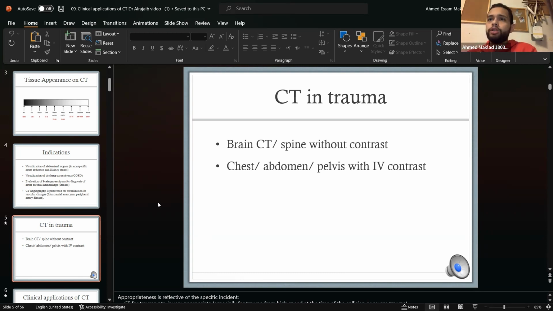That's why we use it without contrast, because you don't need contrast. If there's blood in the brain, it's going to be obvious, and you don't need contrast. Now we use chest, abdomen, and pelvis get IV contrast because usually it gives you a better view of these organs. Right?